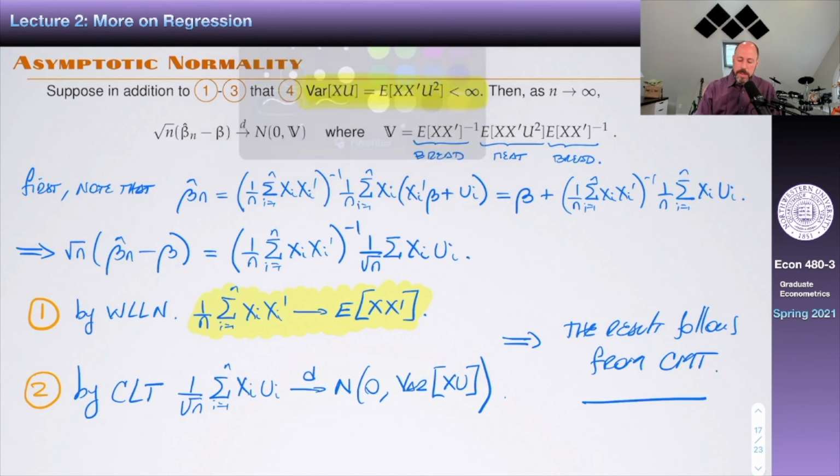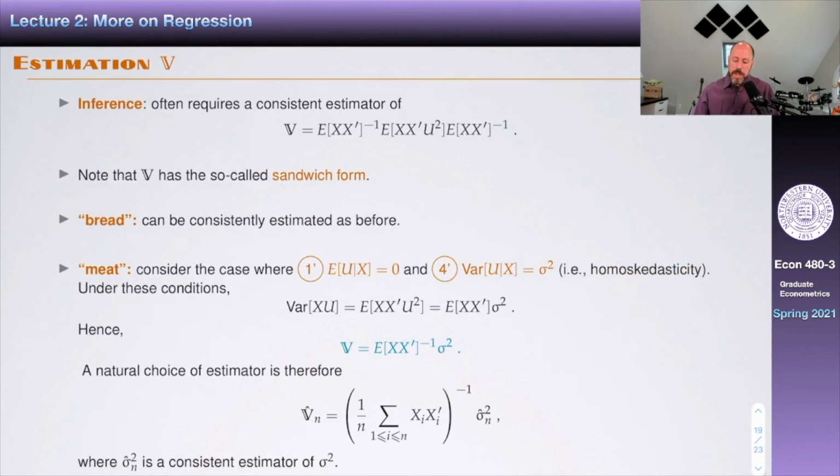Oh, and here I forgot to add the p, that this guy converges in probability to this expectation, which is precisely the expectation that appears in the expression. So we already know how to estimate the bread, and that's going to be the case most often. Estimating the bread is just straightforward. The part that is always more challenging, regardless of the setting, is the so-called meat, which is the middle of this expression. And in order to illustrate how we're going to estimate the meat, today I'm going to consider a very simple case, and we're going to describe the more general case in the second part of this class, okay?